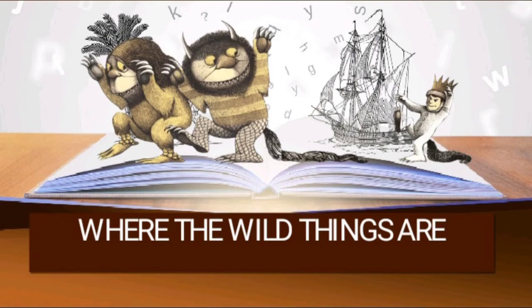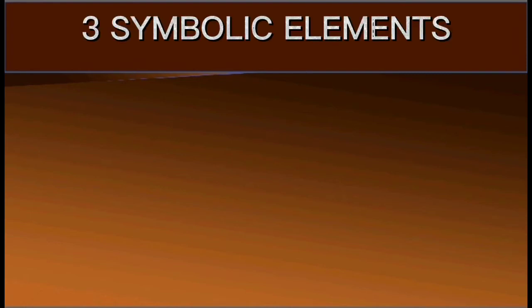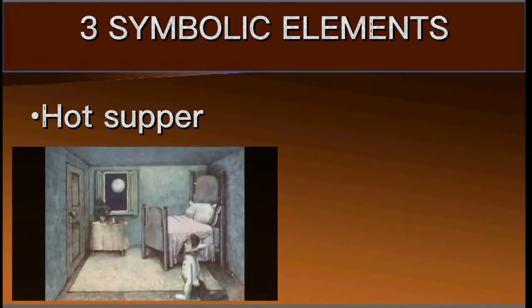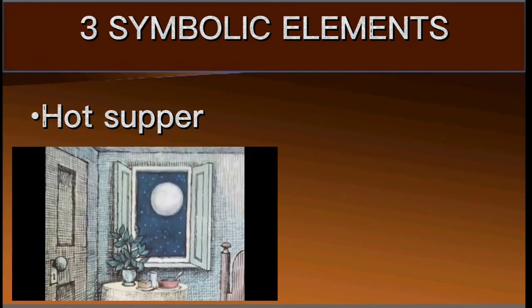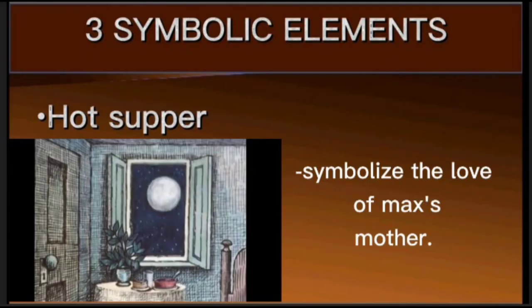For the last part of this video, we will share with you the symbols that can be found in the same book. We have named three symbolic elements that we notice in the story. These are the hot supper, the wolf suit of Max, and the wild things. First, the hot supper, which directly says something to the readers. Clearly, it symbolized the love of Max's mother despite her frustration with her child. It only shows that the love of a mother never fades.